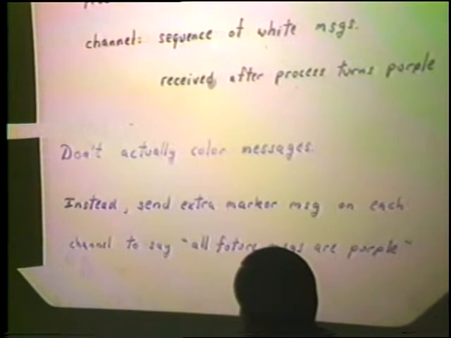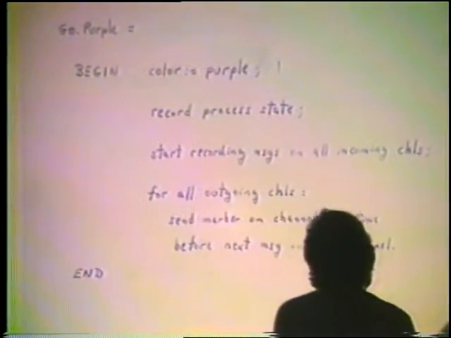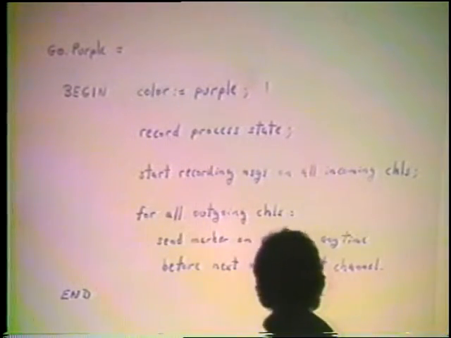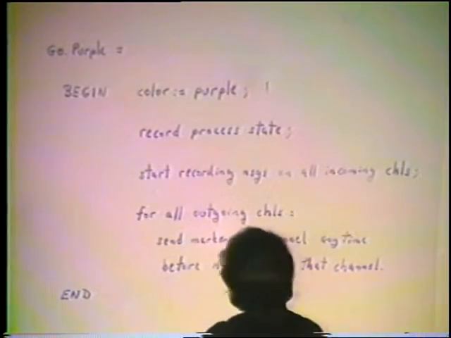Okay, once we have that idea, we can write down the algorithm. And being a nice structured algorithm, it's defined in terms of a subroutine, the go purple subroutine. A process executing go purple does the following. It sets its color to purple. Then it records the process state. Then it starts recording messages on all incoming channels. In other words, it has a tape recorder sitting at the bucket of each incoming channel, and it goes around and turns on all those tape recorders and starts them recording anything that comes in on the channel.